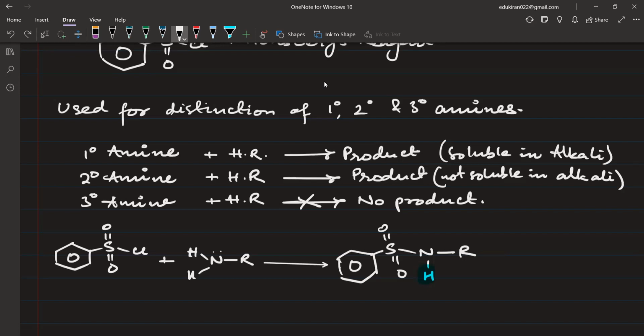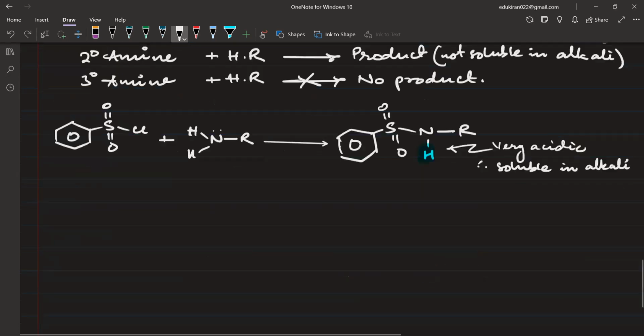When this hydrogen leaves, the nitrogen will say, okay, fine, you can leave, because the negative charge that I am getting is in resonance and I am stabilized. So this hydrogen is very acidic, and because it is acidic, it is soluble in alkali.